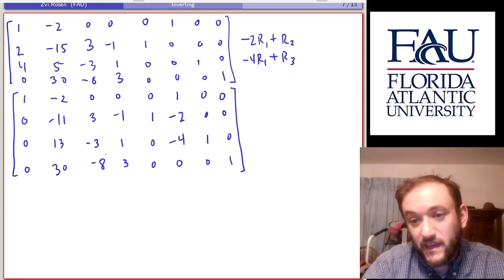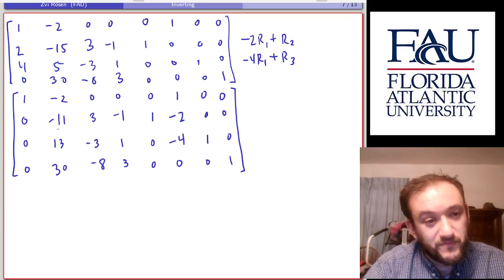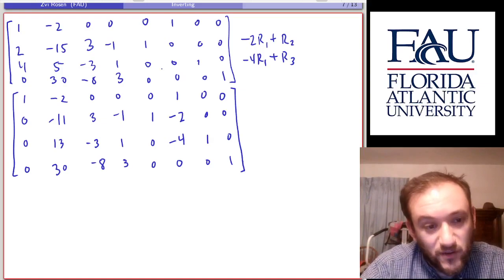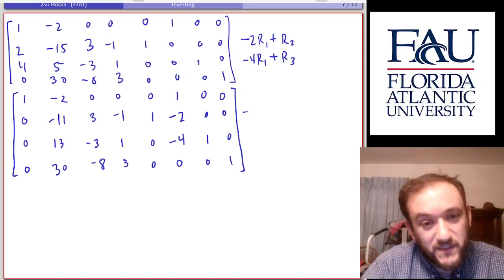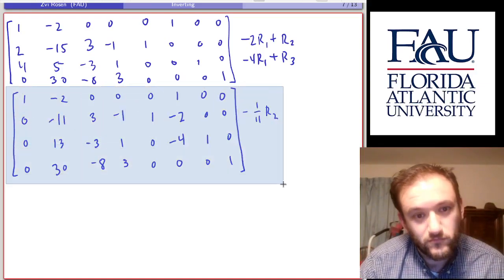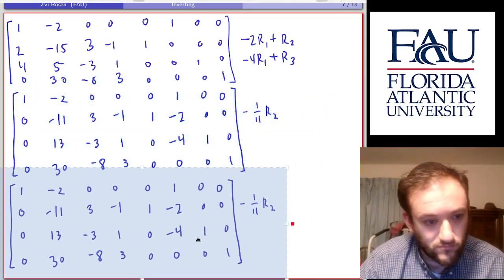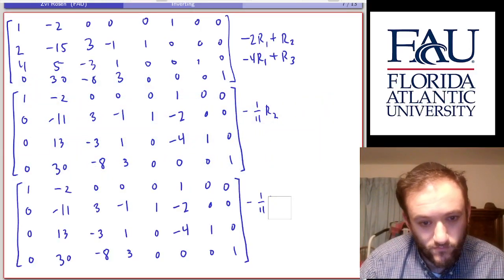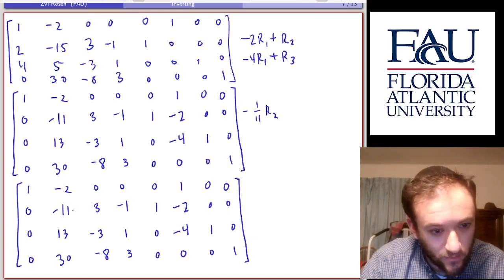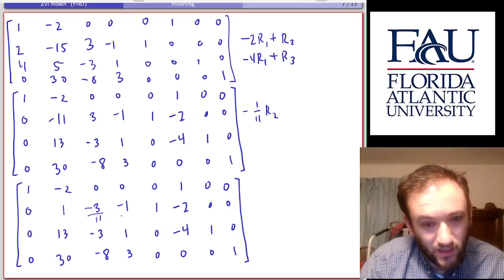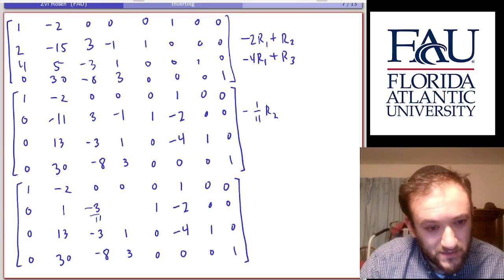Okay. Next up, we need a leading one in the second row. So we multiply by minus 1 over 11. Okay, and scaling, we get 1 and minus 3 over 11 and positive 1 over 11, minus 1 over 11 and positive 2 over 11.